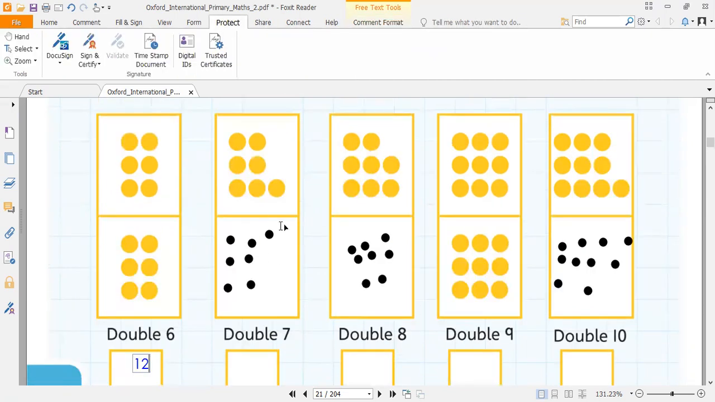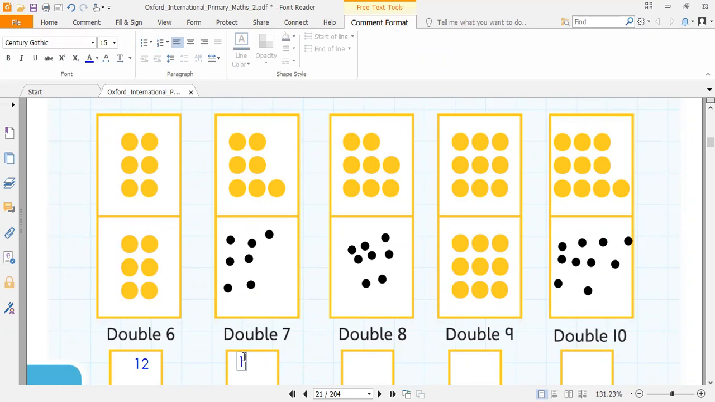Here is 7, 8, 9, 10, 11, 12, 13, 14. Double of 7 is 14. Then 1, 2, 3, 4, 5, 6, 7, 8, 9, 10, 11, 12, 13, 14, 15, 16. Next is 9, and if we add 9 more to it, then 10, 11, 12, 13, 14, 15, 16, 17 and 18. So if we add 10 to 10, then it will be 11, 12, 13, 14, 15, 16, 17, 18, 19 and 20.